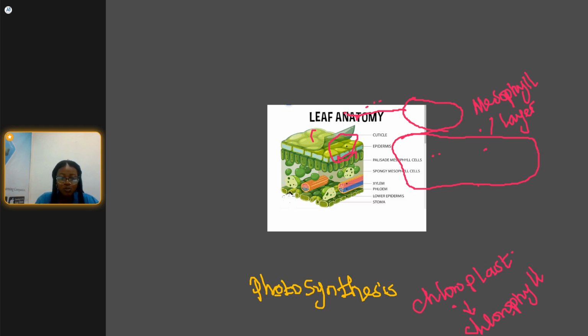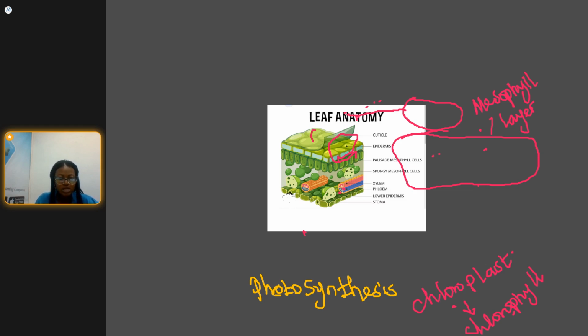Then we have the spongy mesophyll cells. The spongy mesophyll cells are loosely packed. Look at the spongy mesophyll cells. Can you see this circle? You can see the black. They are loose and scattered, so they are not together. They are loosely packed with airspace for gas exchange. You can see how black they are. They are not together. So they are loosely packed in one place, and it helps in gas exchange.